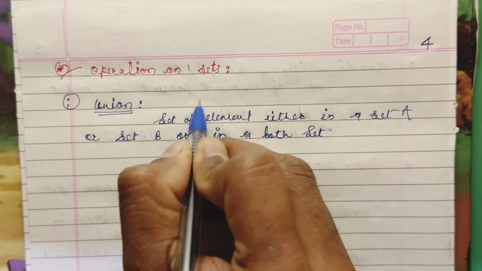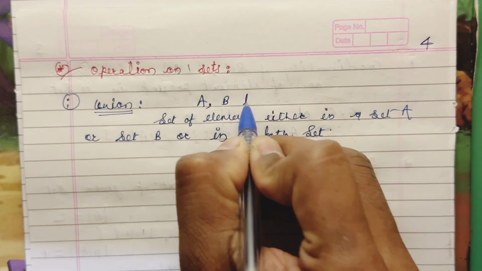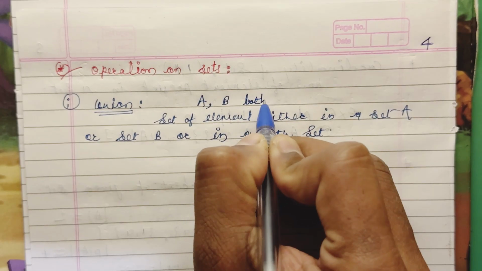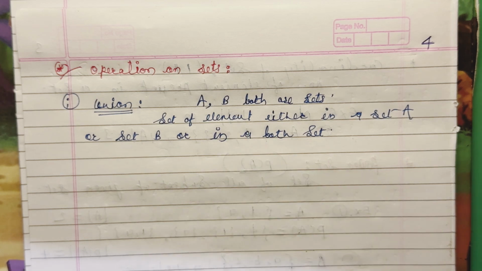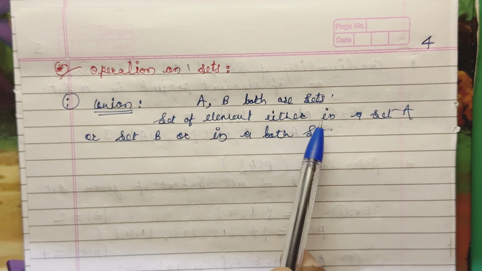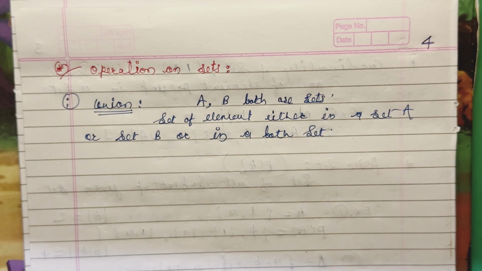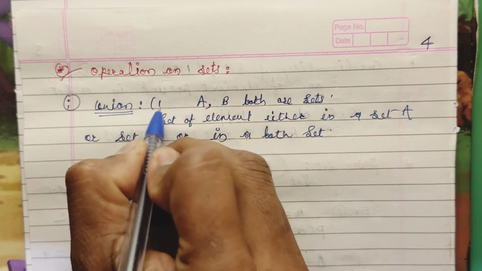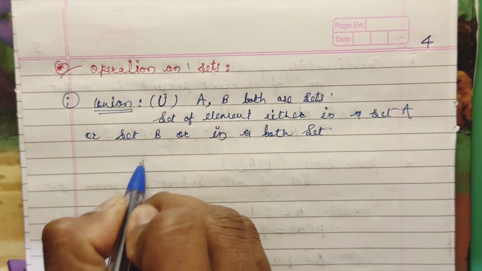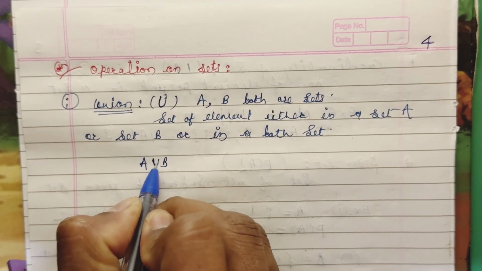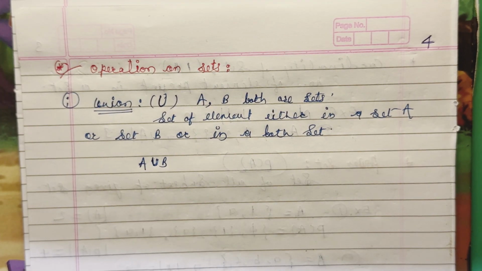Okay, that means A and B are both sets. So a set of elements that are either in set A or set B or in both sets, we call it the union of sets A and B. We denote this with the capital U-like symbol, as A union B, the union of these two sets.